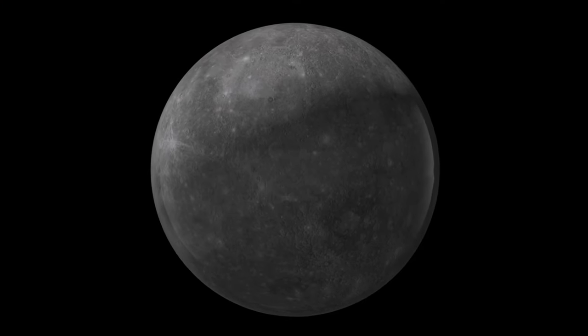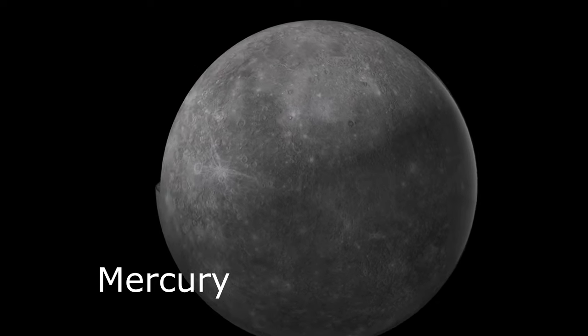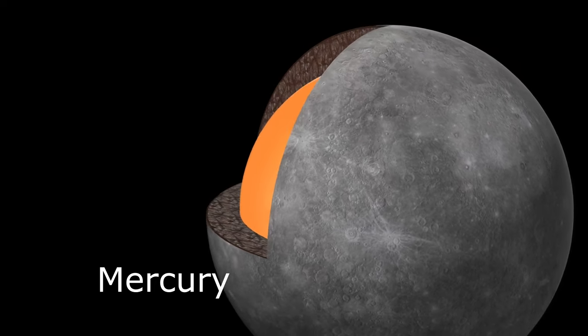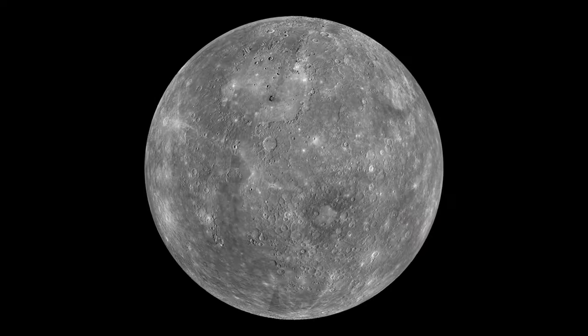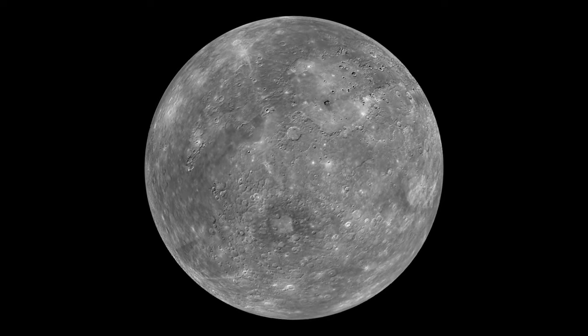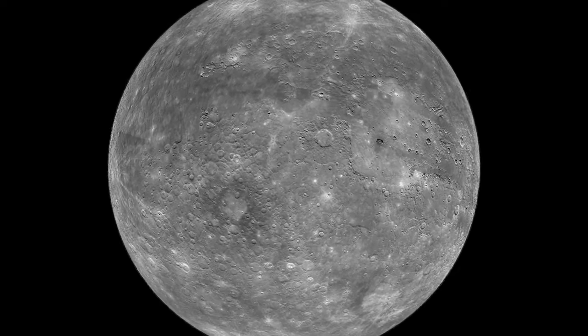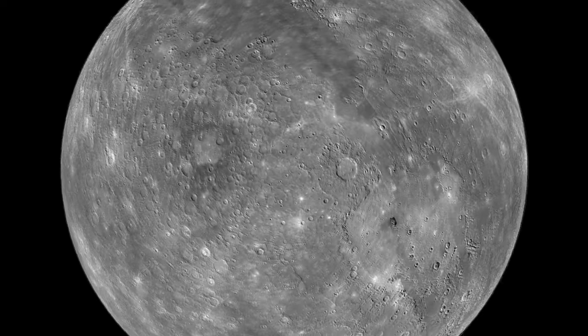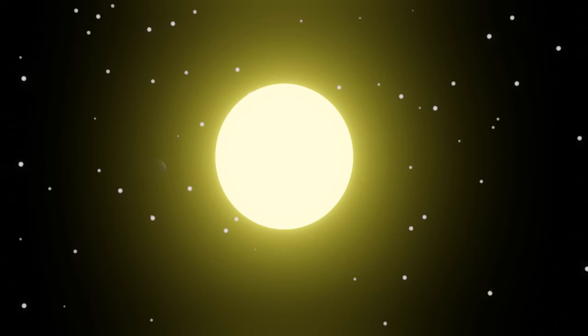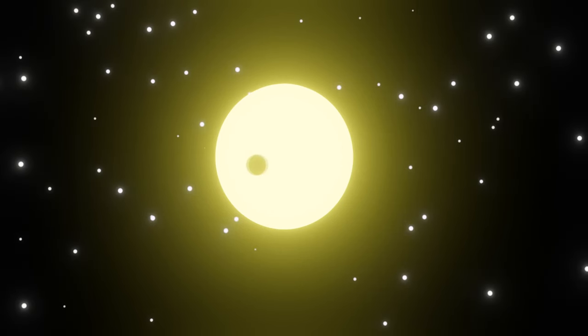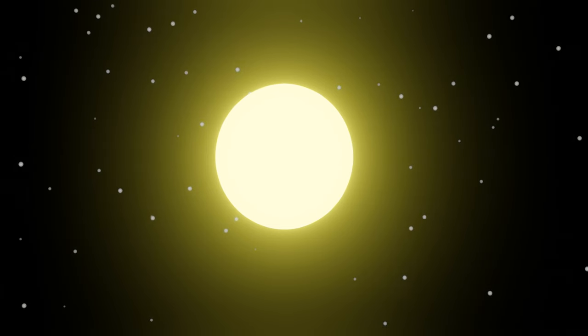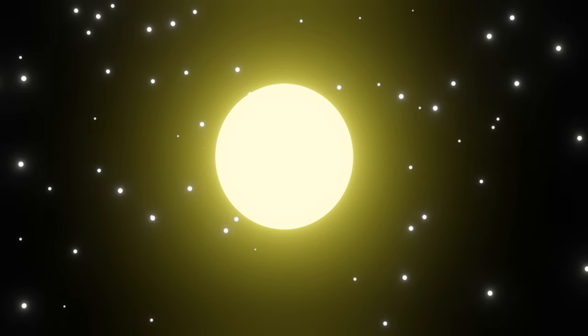The closest planet to the Sun, Mercury, is a rocky, barren world with extreme temperature variations. Its surface is scarred by impact craters, and it has little to no atmosphere to shield it from the Sun's intense radiation. It orbits the Sun at an average distance of about 36 million miles, 58 million kilometers, and completes one orbit roughly every 88 Earth days.